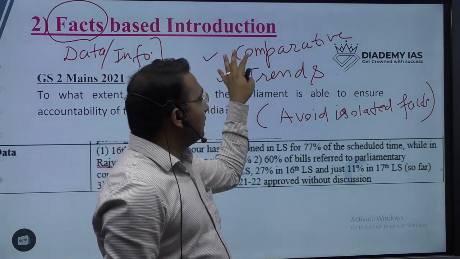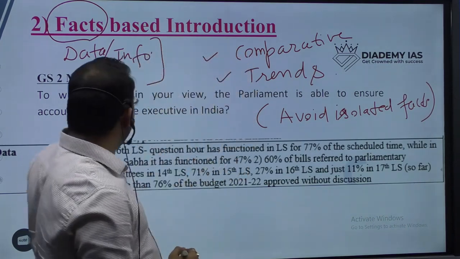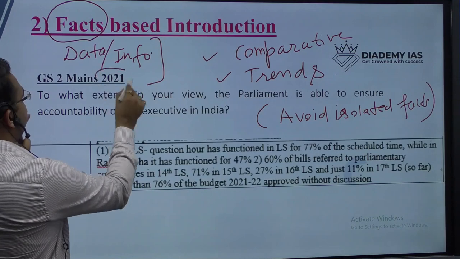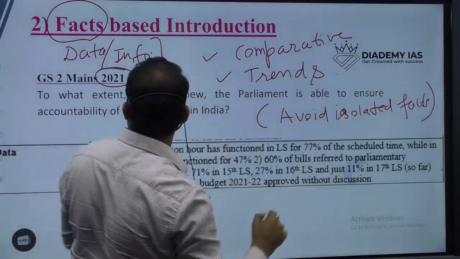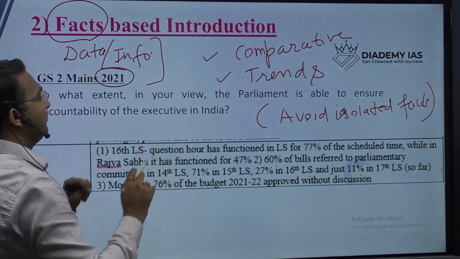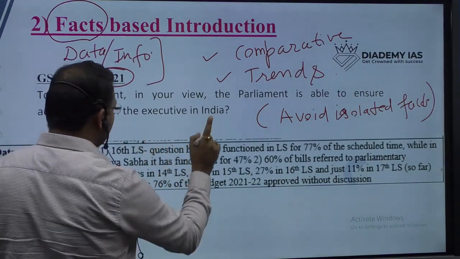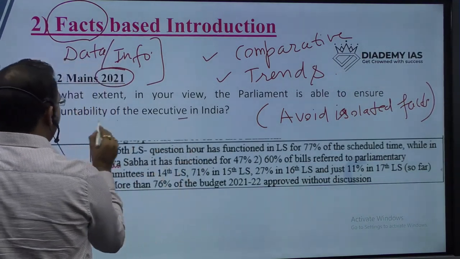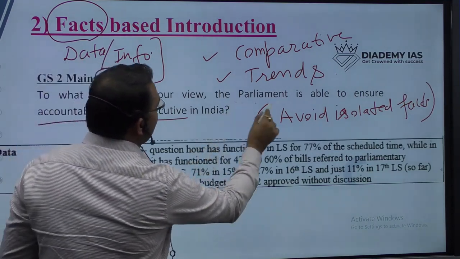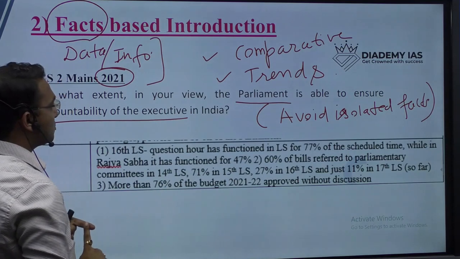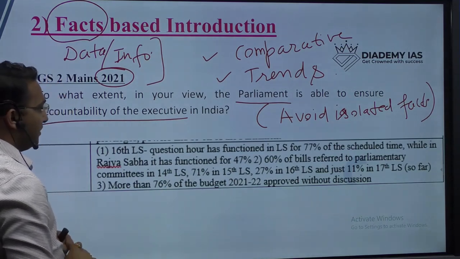Basically, suppose we see this question. This is the question of Mains 2021. To what extent, in your view, the parliament is able to ensure accountability of the executive in India? The question is about executive accountability, right? And about the parliament also. It is the responsibility of the parliament to ensure the accountability, right?